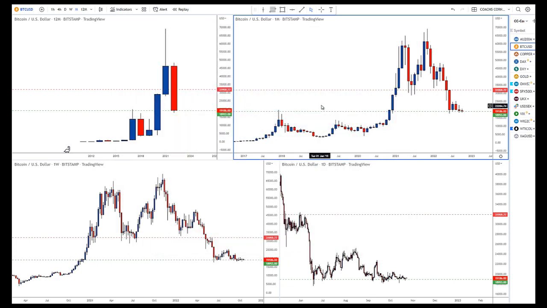So for today's video, this is a request by a follower who wants me to have a deeper look at Bitcoin. This is something that is heavily traded by traders. So let's have a look and see what's happening and take it from there.